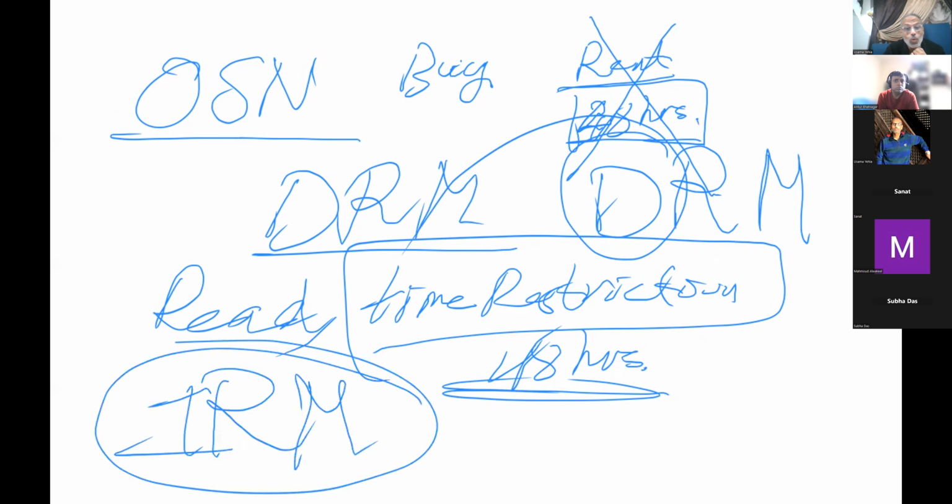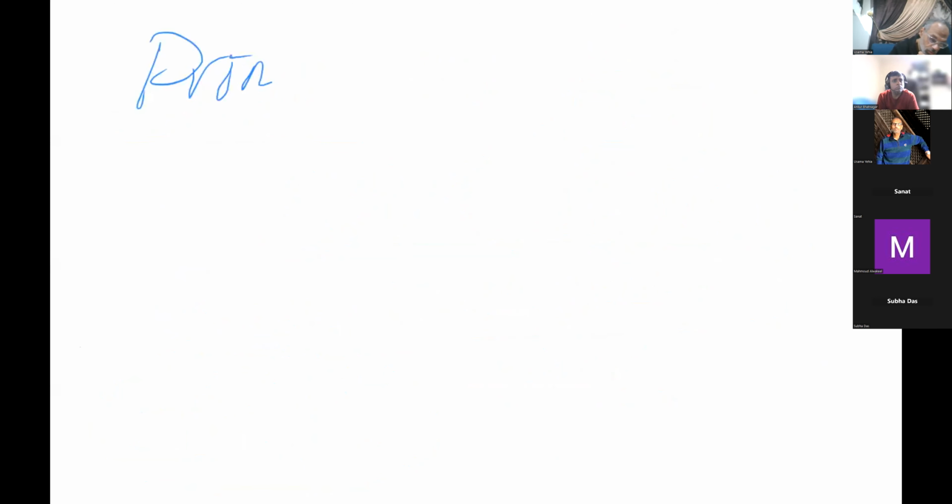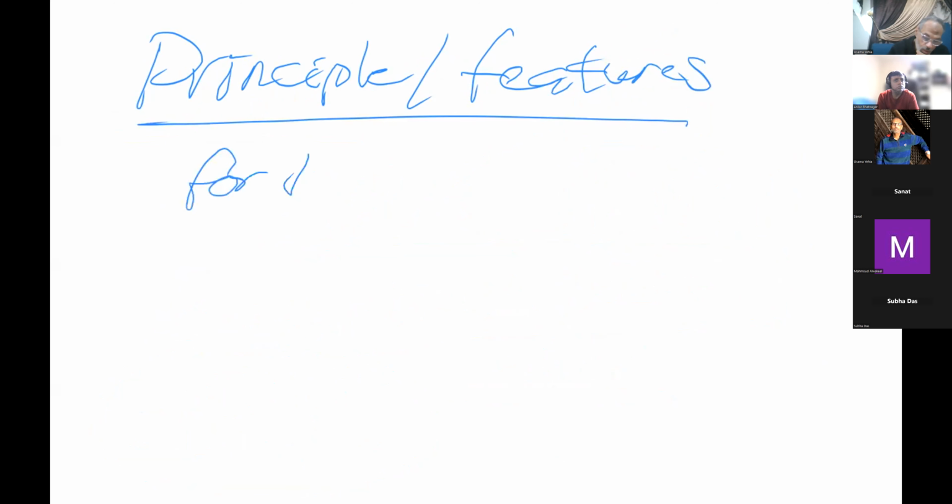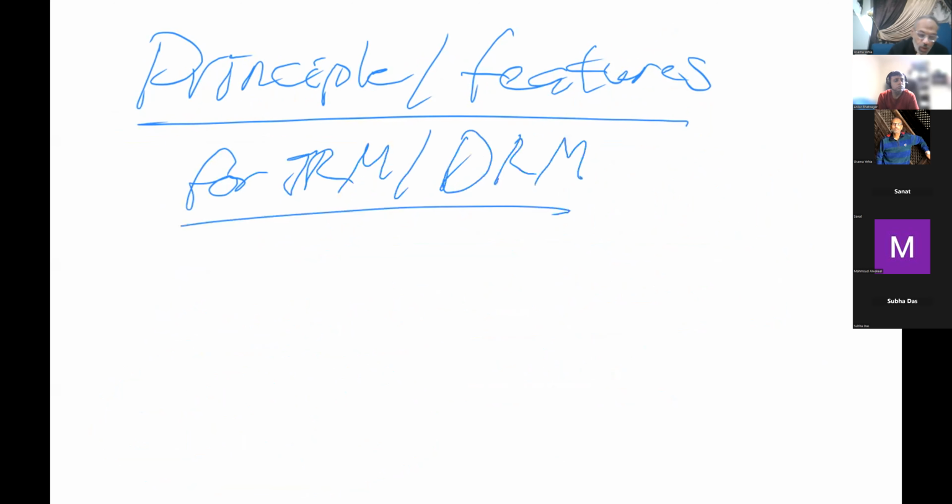There are some principles or features for the IRM and DRM. What are the features of IRM? Of course, it will be able to protect your data, because the file has its access control list, and this access control list defines what the rights and permissions are and who can do what: when you are able to read it, print it, download it, and so on. Then you have to define these things.